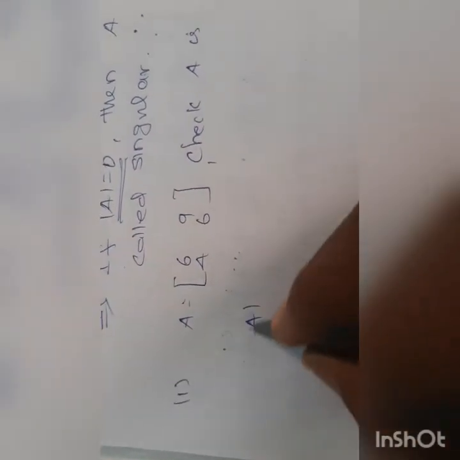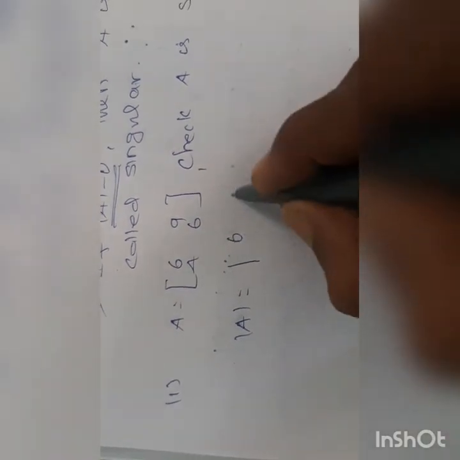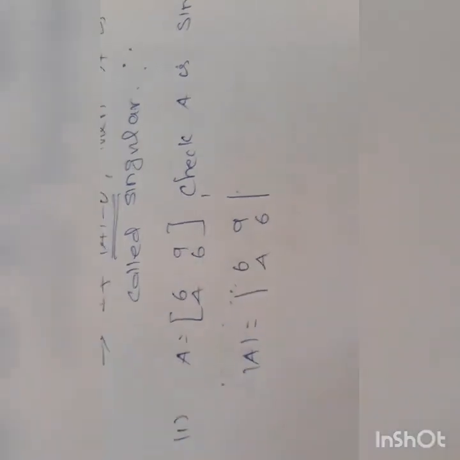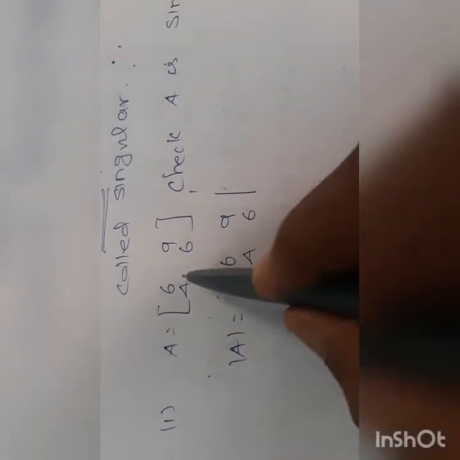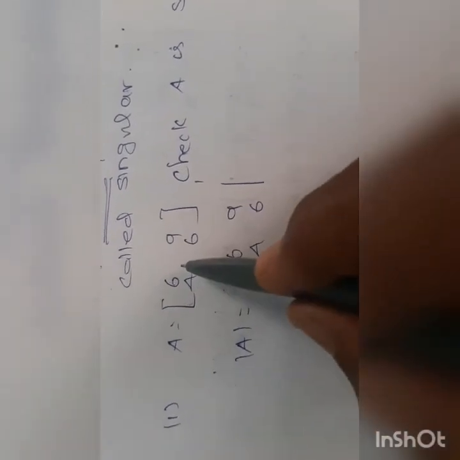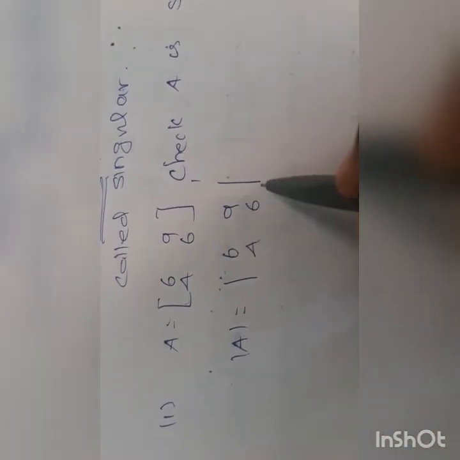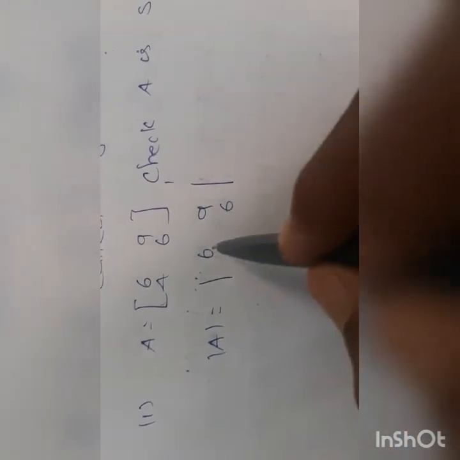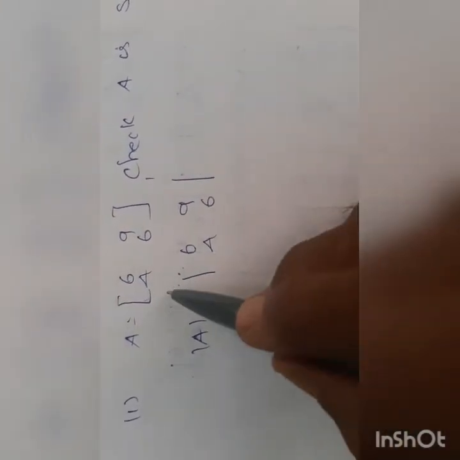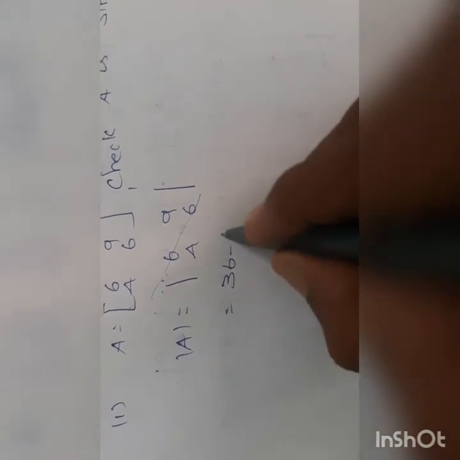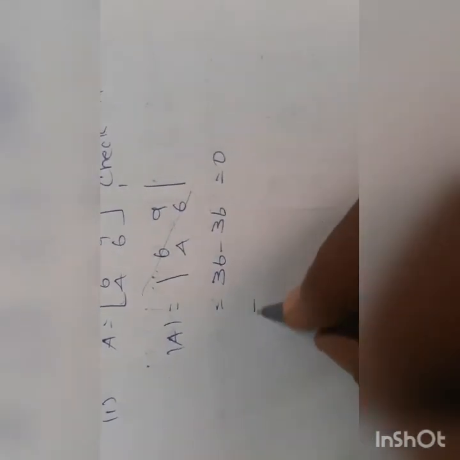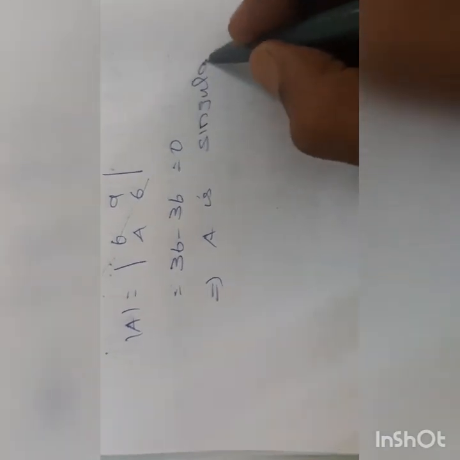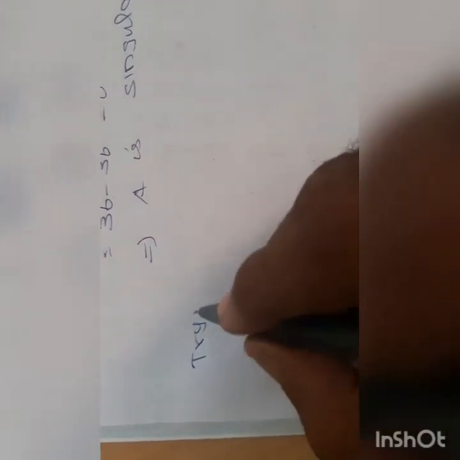So how to find the determinant of this? Determinant of 6, 9, 4, 6. Always use this symbol, because this is a matrix we can expand but we can't evaluate. Only in a determinant can we evaluate. So always use this symbol, then you can expand it. So how to expand this value? Multiply this value, minus 36, we are getting 0. So in this case A is singular. So can we try more sums?